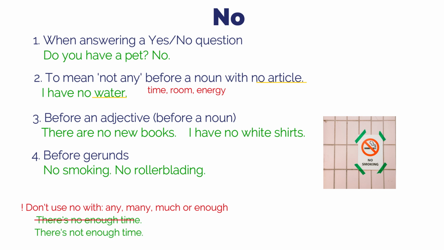Alright, so these are the rules you need to remember with no. For answering a yes-no question, when we mean not any before a noun with no article, when it comes before an adjective, and with gerunds like no smoking. Okay, if you have any questions, no problem. You can ask them in the comments below.